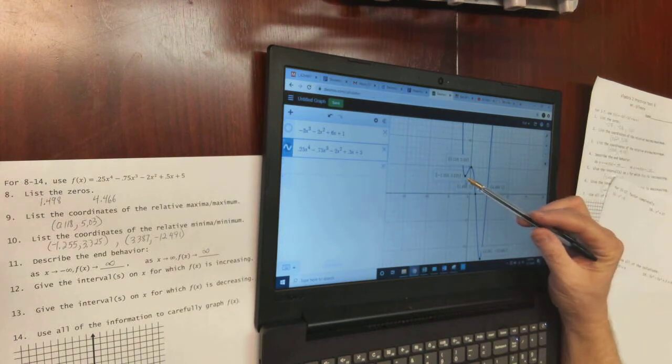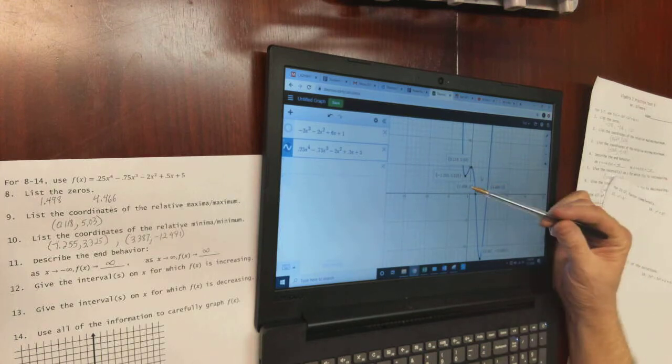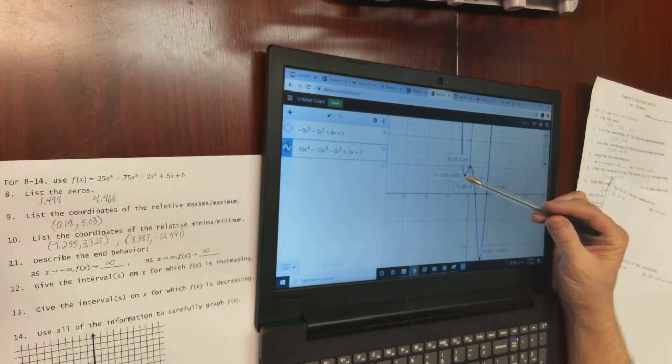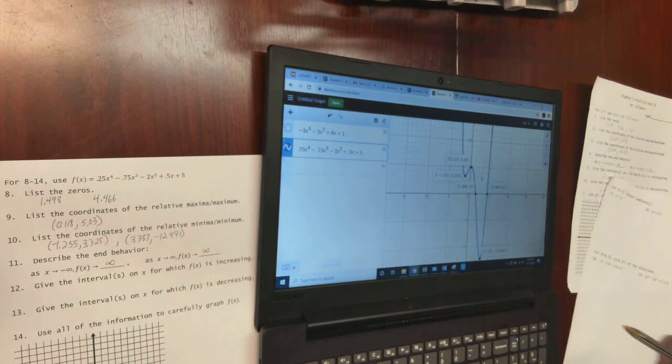Looks like from this point, did I lose that one? No, it's right there. It's right there. So from this 1.498 until 0.118. That is not right. Okay, I'm going to take this one off. I took a lot off there. Let's put that one here and that one here. Nope, not that one. That one.